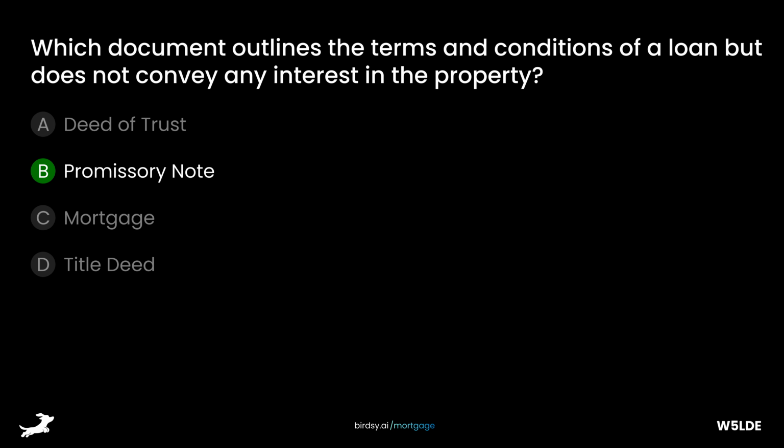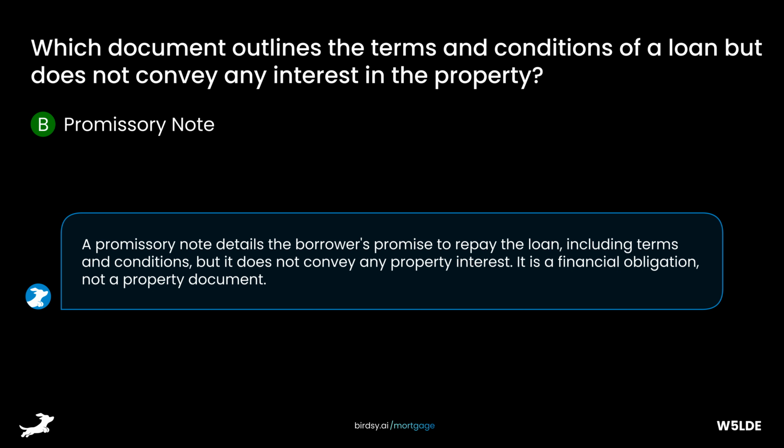Promissory note. A promissory note details the borrower's promise to repay the loan, including terms and conditions, but it does not convey any property interest. It is a financial obligation, not a property document.